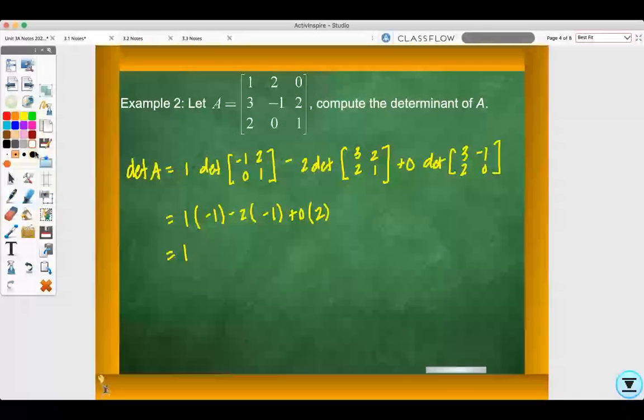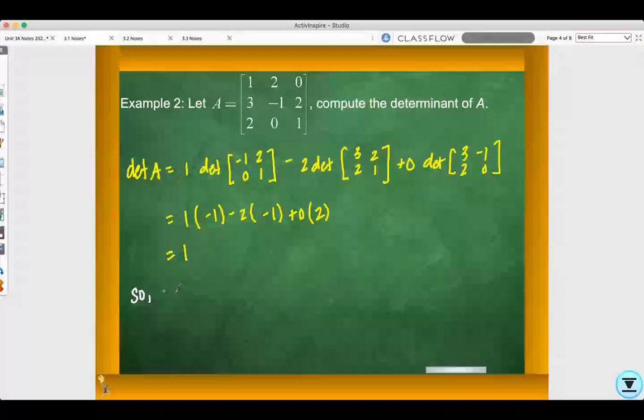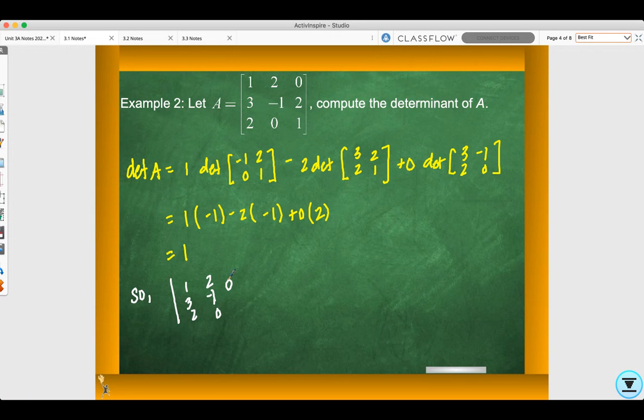Let's talk about some common notation. When I have absolute value around my matrix, 1, 3, 2, 2, negative 1, 0, 0, 2, 1, this absolute value means find the determinant of. So I could rewrite this as 1 times the determinant of negative 1, 2, 0, 1, minus 2 times the determinant of 3, 2, 2, 1, and plus 0 times the determinant of 3, 2, negative 1, 0. All that means find the determinant of A, which would be 1.